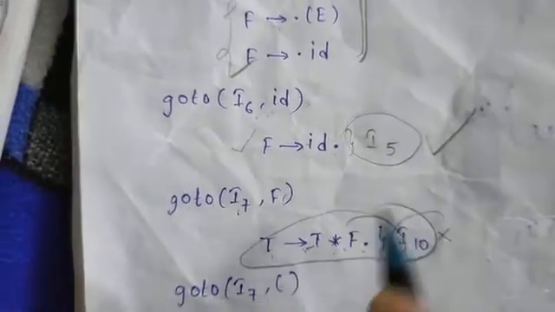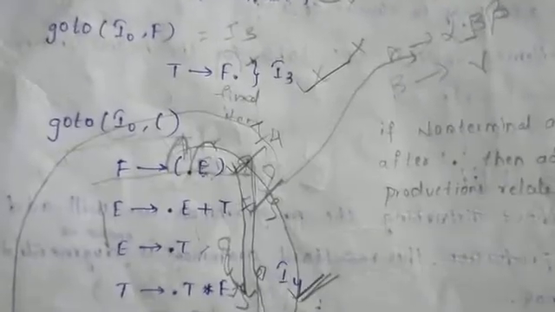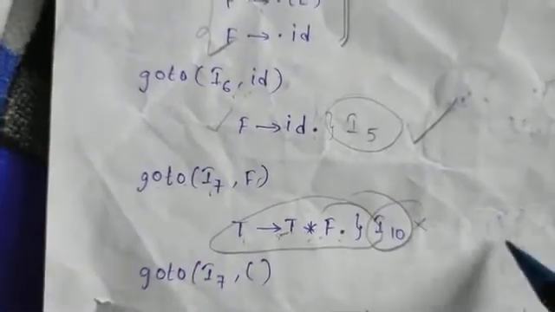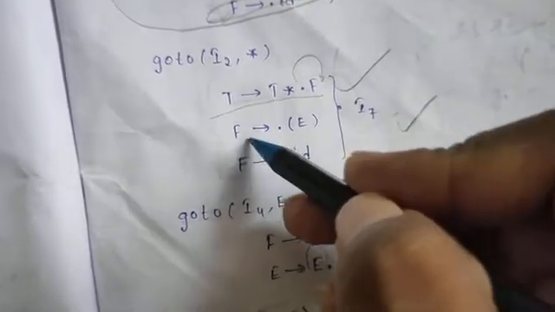Before numbering that one, it will check with the already existing I0, I1, I2, I3, I4, I5, and then I6, I7, I8, I9. So this does not exist up to now. For that reason it should be numbered as I10. Okay, so then the first production will be completed in I7. Then we'll go for the remaining two productions.